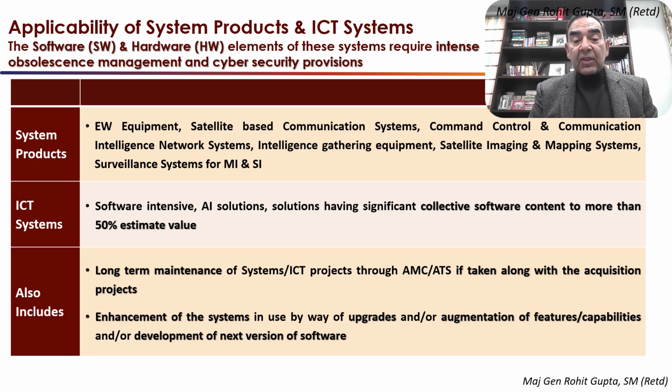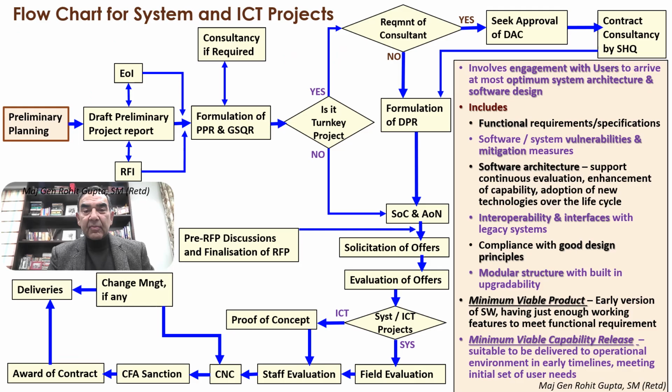The enhancement of the system by way of upgrades, since it is obsolescence sensitive, and or augmentation of feature capabilities. At a later stage, you may find that you require successive generations of the particular system, and you need to augment the capabilities that you initially thought was relevant, or more systems have come in. So augmentation of features and capabilities, or development of the next version of software. The software changes very fast, and the next version may be required to be included.